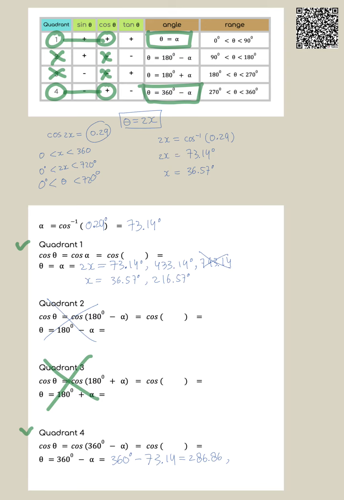Do we need to add 360? Yes, we must add 360. And how much do we get? We get 646.86, which is still within the range, between 0 to 720. And don't forget that these 2 values are for 2x. How about the x value? The x value will be half of it. We just divide them by 2. 286.86 divided by 2, we get 143.43.